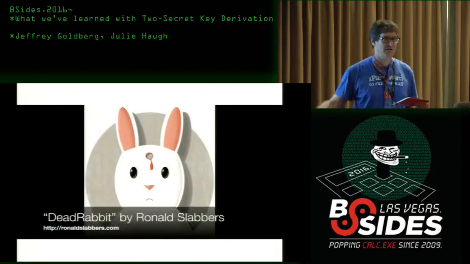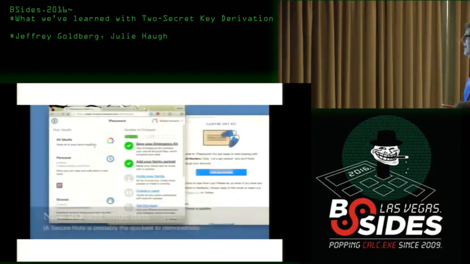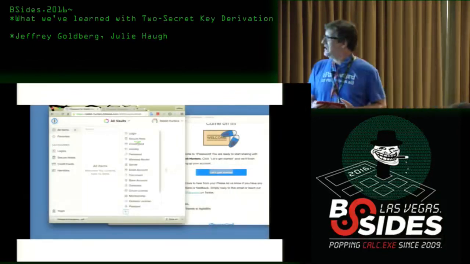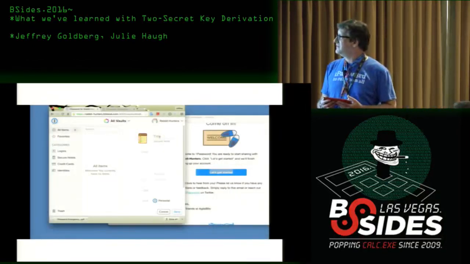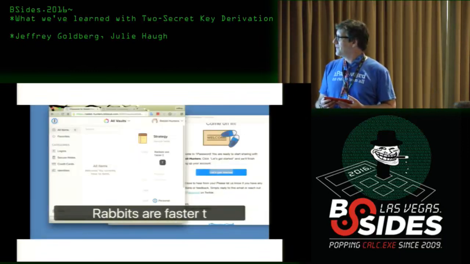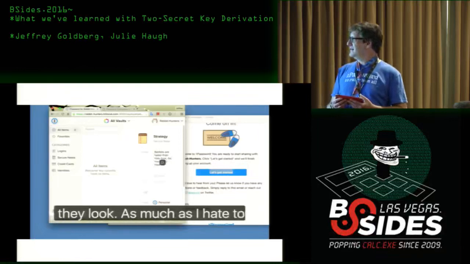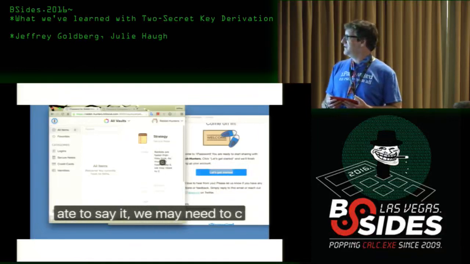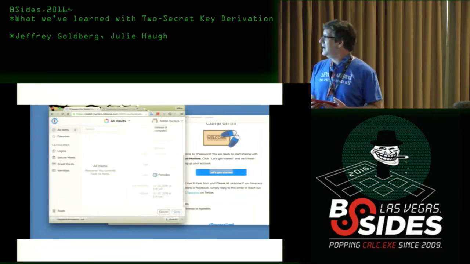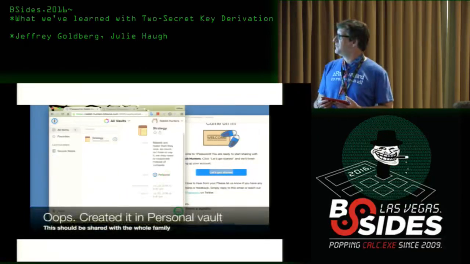Oh, well, they're dogs. Okay, so just so that we have some data to look at, Chaina creates some data. Rabbits are faster than they look. As much as I hate to say it, we may need to cooperate instead of compete. Yay, oops, but she saved this to her personal vault.